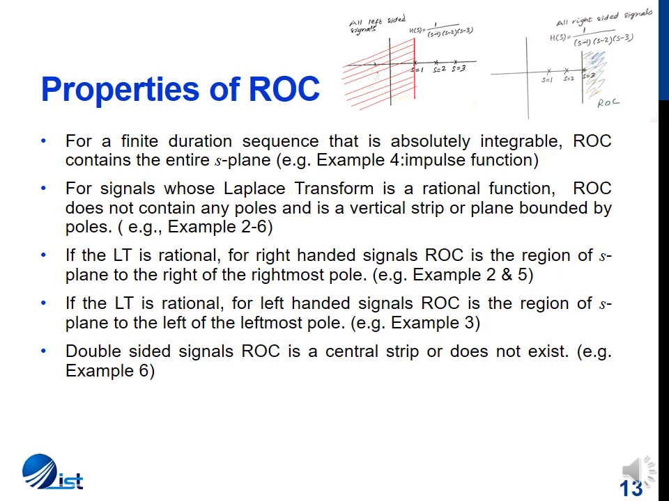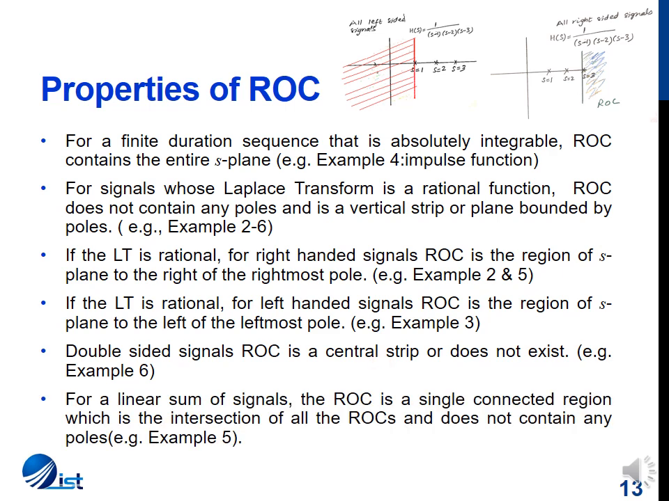For double-sided sequences, the ROC is a central strip or does not exist, as we saw in example 6 we just did: if the ROCs do not overlap, then the Laplace transform does not exist.